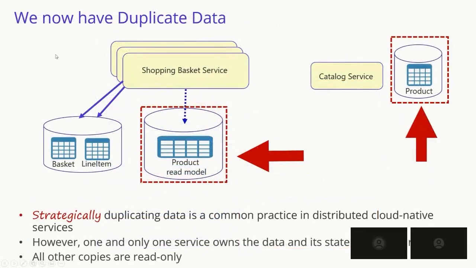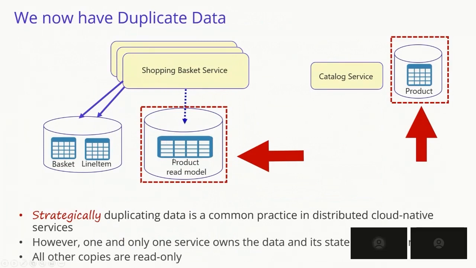The problem is we have duplicate data now, right? So we have data in product, and we have the same data in the product read model for shopping basket. So again, if this were a monolithic application, duplicate data would be considered a bad practice. We don't have duplicate data typically in a single shared relational database. But in a microservice, this is considered a good practice.